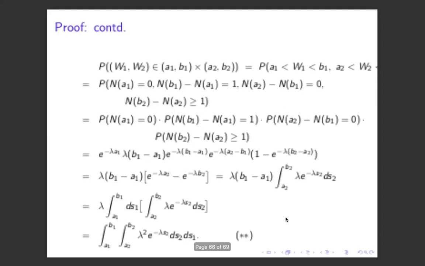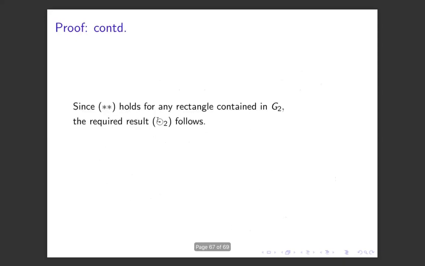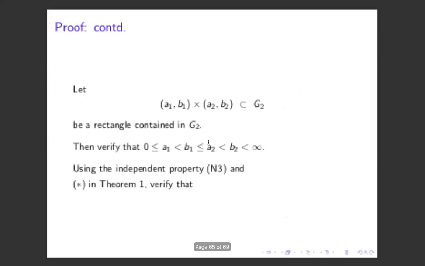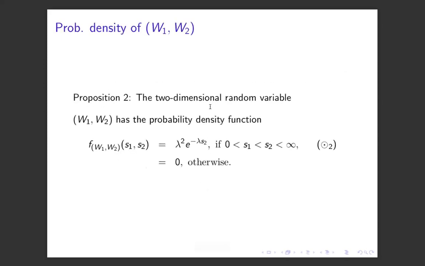Since this equation (double asterisk) holds for every rectangle contained in G2, the required result follows, that is, O dot 2. This is the required result. So we have expressed the probability of taking a value in the open rectangle as the integral of this function over that rectangle.